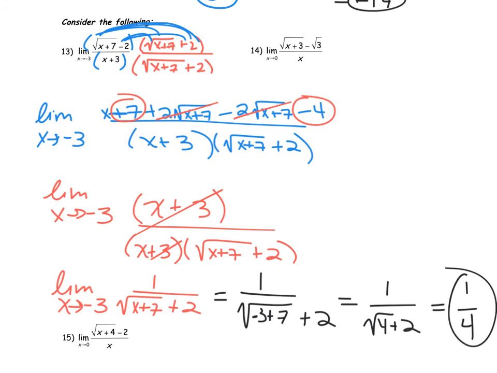And that's my final answer. So something that we thought couldn't be solved because it was 0 over 0, we actually were able to find its limit being 1/4. All right, so let's take a look at example 14.